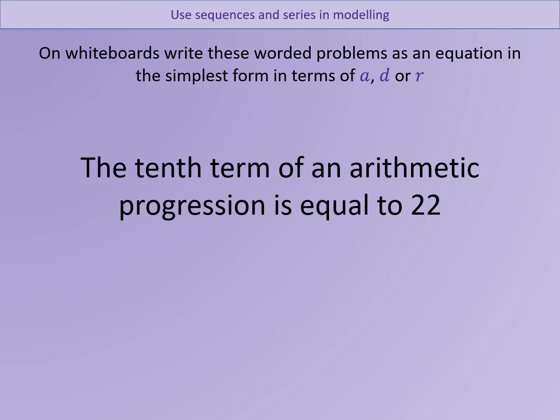In each of the following situations, you'll be given a worded problem involving either an arithmetic or geometric progression. Pause the slide and write down an equation in the simplest form using a, d or r. So first of all, we have that the 10th term of an arithmetic progression is equal to 22. Pause the slide and write down an equation that would model this.